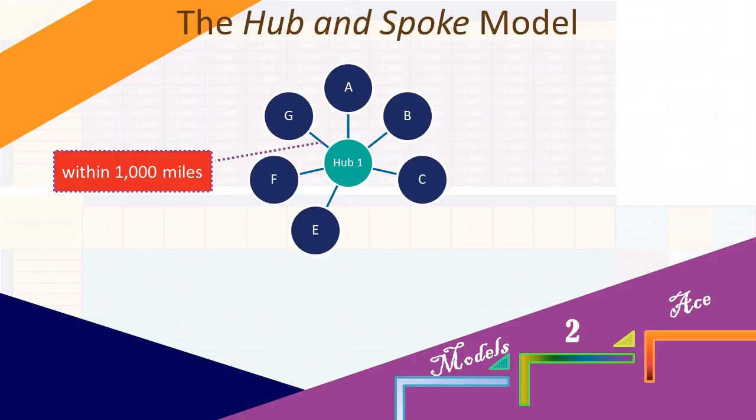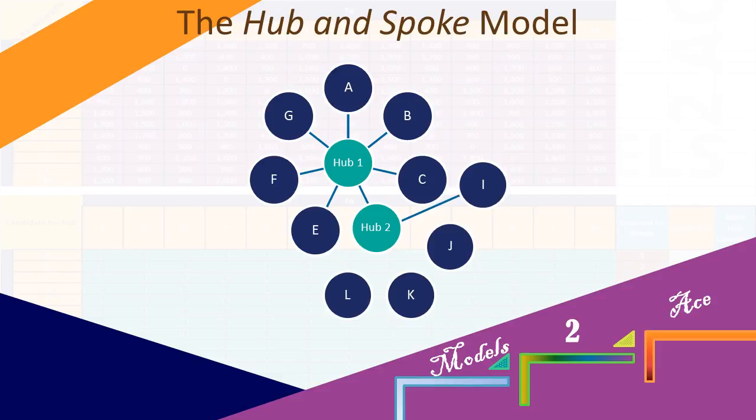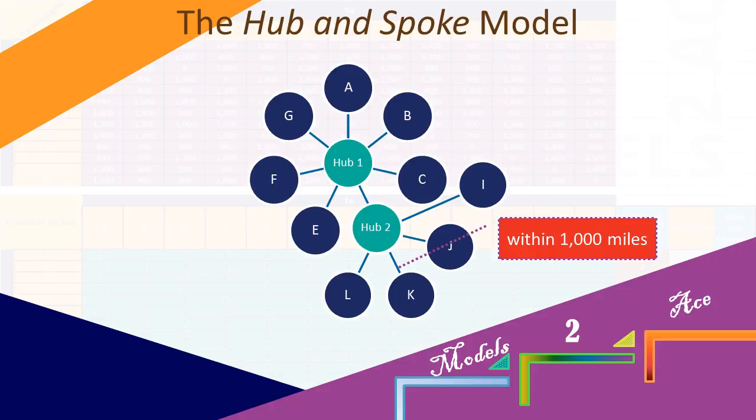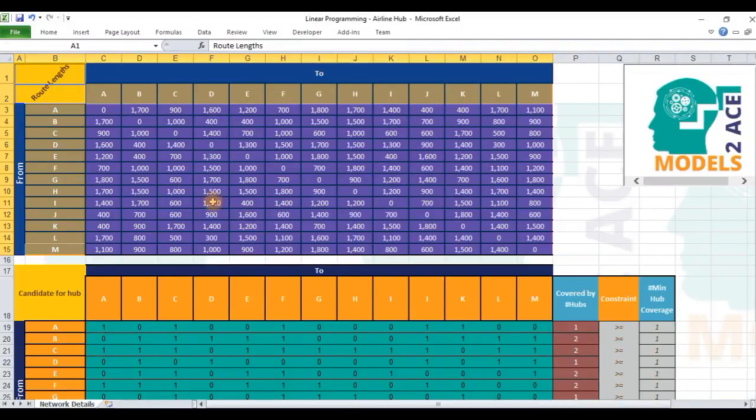Hub 1 could then be joined with another such hub, labeled Hub 2, that has 4 other nodes, labeled I, J, K and L within its ambit. This Hub 2 is used for connecting flights to and from nodes within a threshold of 1,000 miles of the hub. Let us examine the spreadsheet model, in this tab titled Network Details.